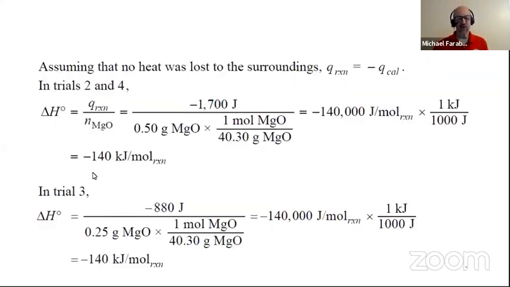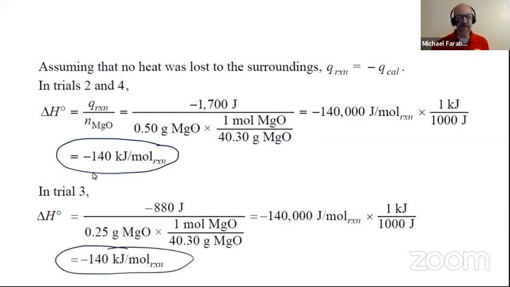So as you can see in trials 2 and 4, you would have gotten around negative 140 kilojoules per mole of reaction. But even in trial 3, because you have half as much heat and half as much moles, you still get the same delta H. And again, that negative sign is important. To get the correct answer, you had to know that this was an exothermic process. This negative 140 is our experimental value.